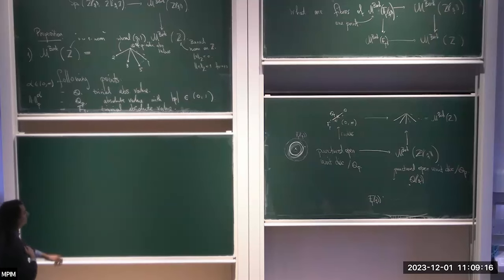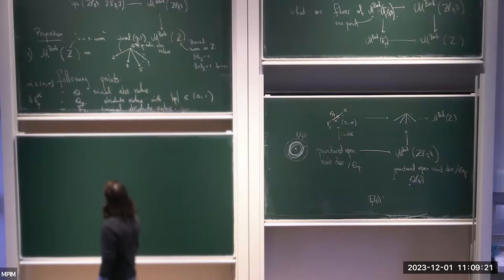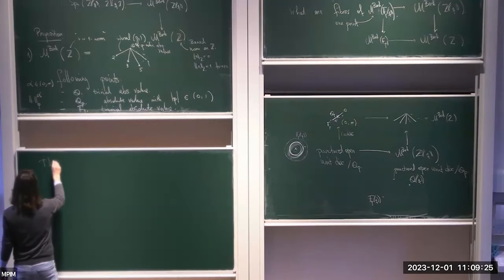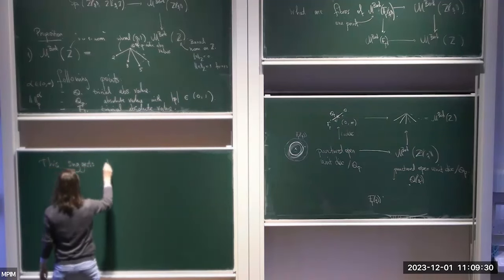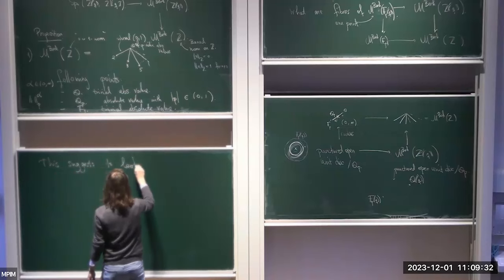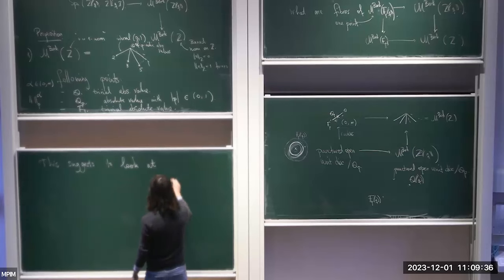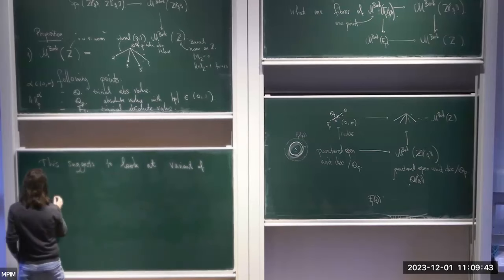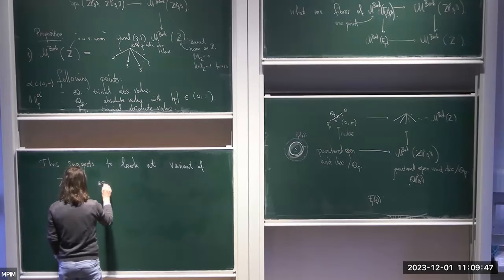All right, but I mean, this already suggests to look at a variant of the power series ring Z[[q]] as a Banach ring.